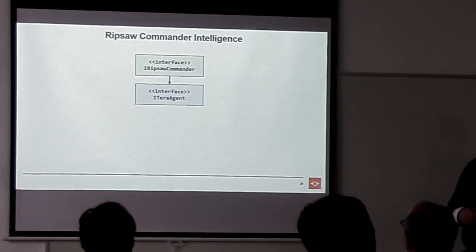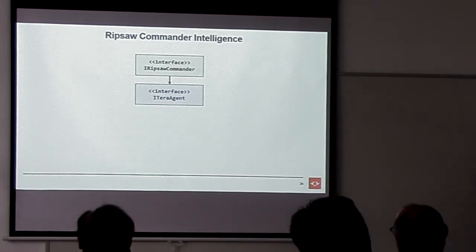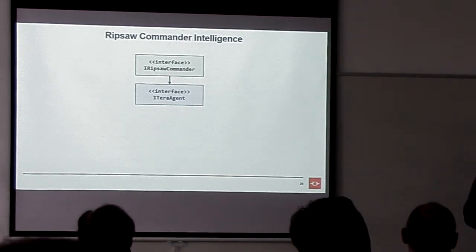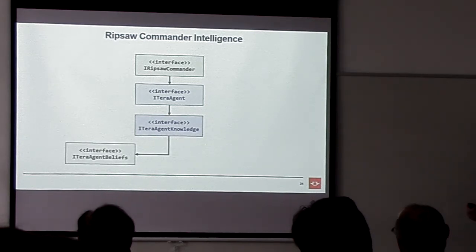How do we want to do this? Well, we have a new interface called a RIPSAW commander that extends the Terra agent. And the RIPSAW commander component implements its own BDI model. So it has its own knowledge interface, its own beliefs, and its own desires.